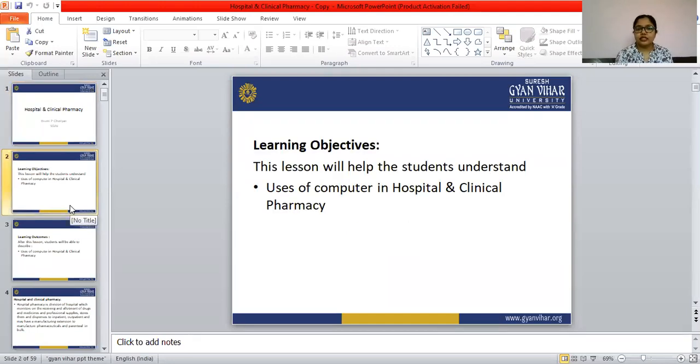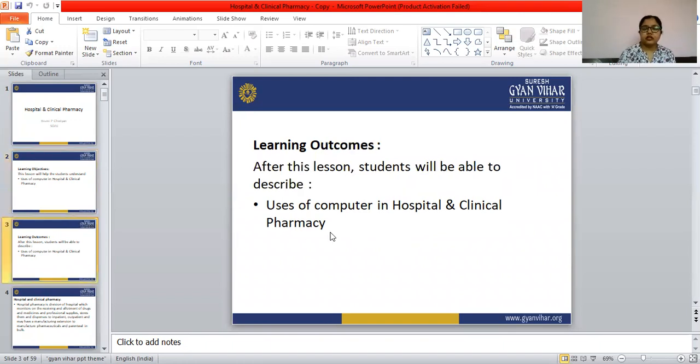Learning objectives. This lesson will help the students to understand the uses of the computer in hospital as well as the clinical pharmacy. Learning outcomes. After this lesson, students will be able to describe the uses of the computer in the pharmacy field, in the hospital and the clinical pharmacy.